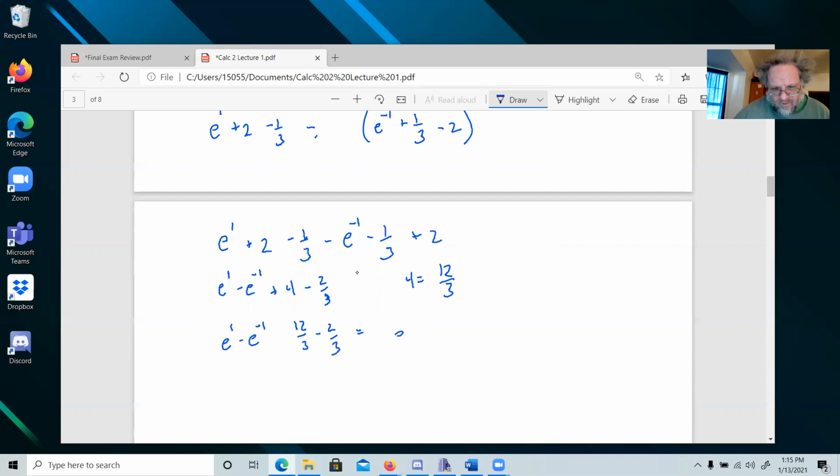And that is equal to e to the 1. You can just write e. You could write 1 over e here if you really wanted to. And we have plus 4 minus 2 thirds, so this is going to be a plus 10 thirds. All right, and that is our solution for this.